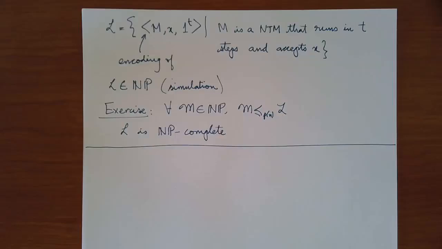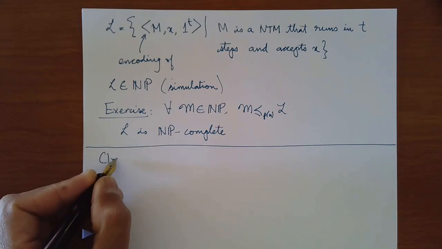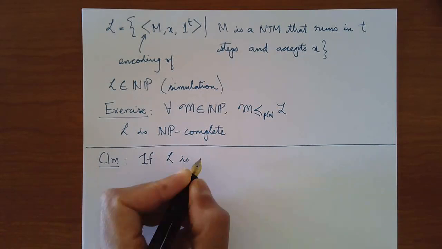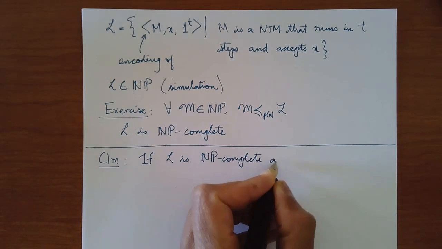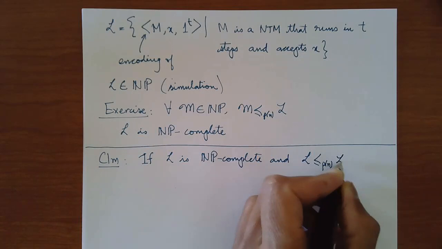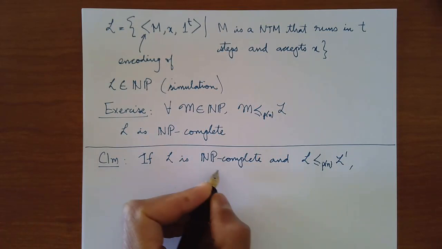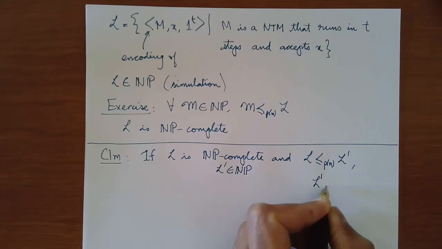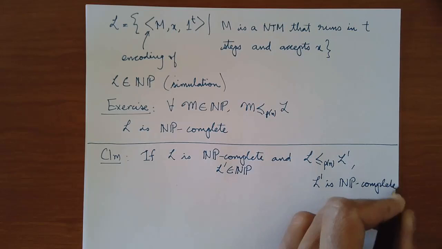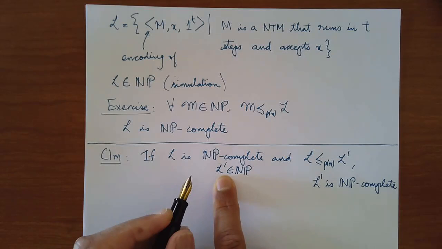Now, the second utility of NP-complete languages: here's another claim. If L is NP-complete, and L reduces in polynomial time to L prime, and L prime is in NP, then this means that L prime is NP complete. So if L is NP complete and you have a language in NP, if you can reduce L to L prime, then L prime is NP complete.